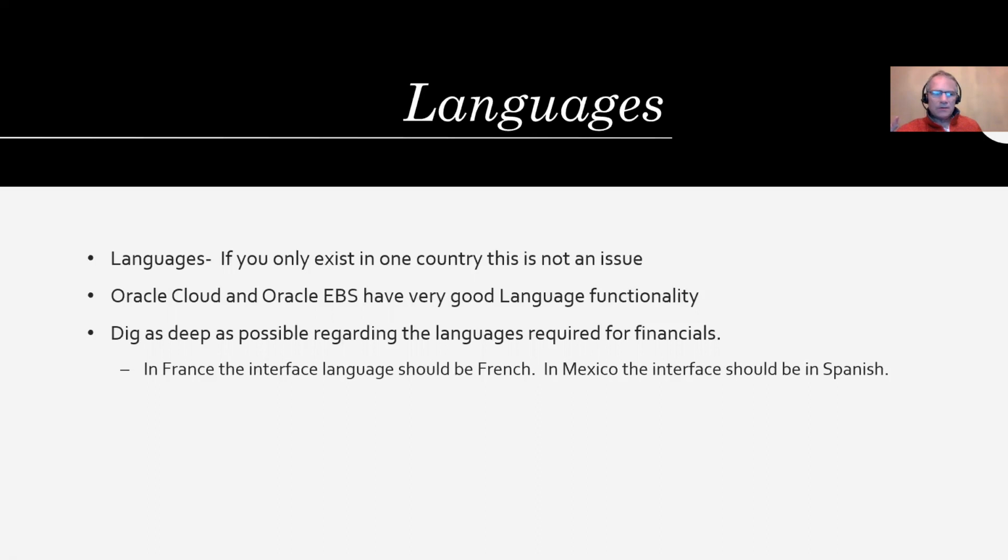The ability to have transactions and forms in different languages. You really want to dig as deep as possible up front, when you're going through the international aspects of the business, because in France, as mentioned here, you want the interface language to be French. In Mexico, the interface language should be Spanish. In the US, it should be English.